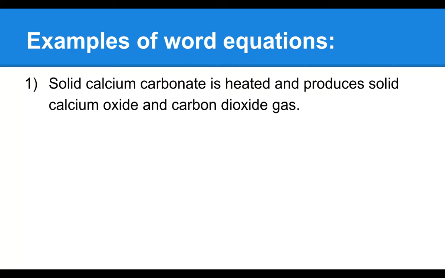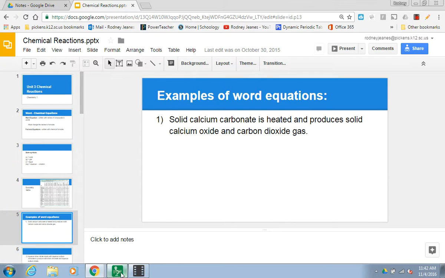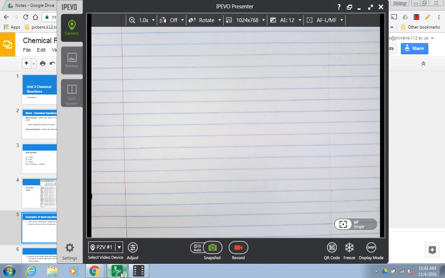All right, so after pausing the video and copying down this word equation, we have solid calcium carbonate is heated and produces solid calcium oxide and carbon dioxide gas. So it's important that you have all this down. All right, so let's flip over and we'll do this one in your notebook.